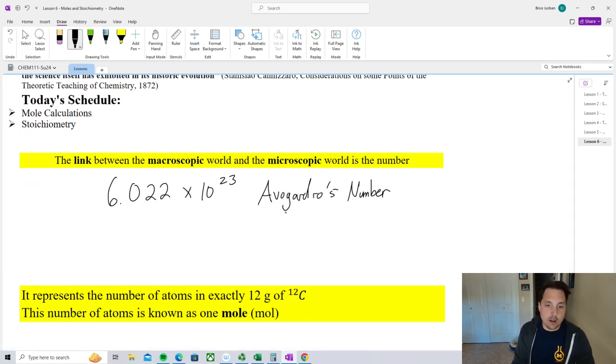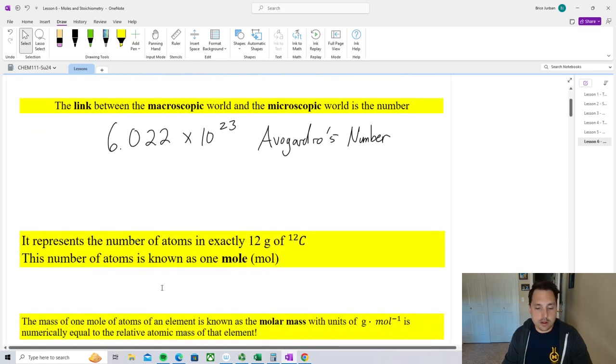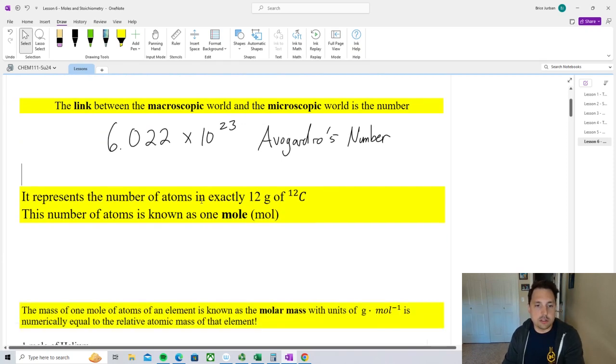All right, so this number here is Avogadro's number, and it represents the number of atoms in exactly 12 grams of carbon-12. This is a standard definition. It's changed since 2017, but this is very close to still being correct. This is the number of atoms that we refer to as 1 mole. And from this information alone, we can actually determine some interesting things. Like, what is the mass of a single carbon-12 atom?